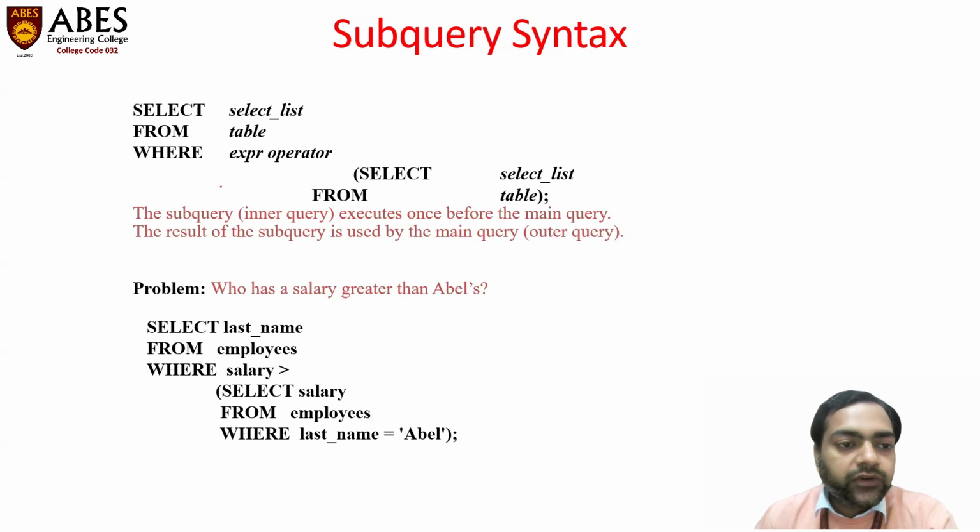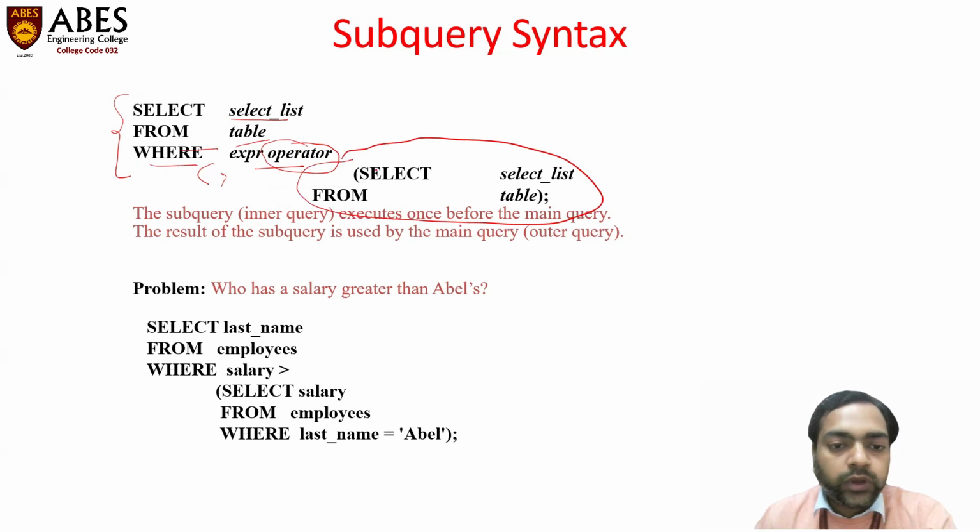So basically, if we talk about this select statement, you can see here select, after that we will provide the select list, it means the column list, then from which table you want to access, where, and then expression. After that we will use the operator, and after the operator we have used this inner query. Under that, we have the basic select query: select list from table, right? So this will be the syntax of using a subquery in SQL.